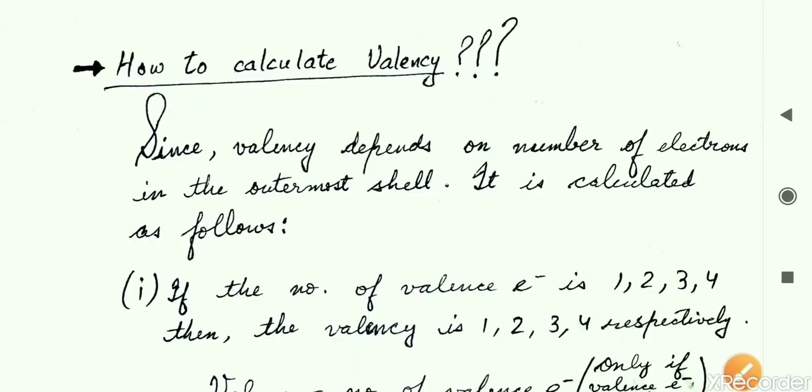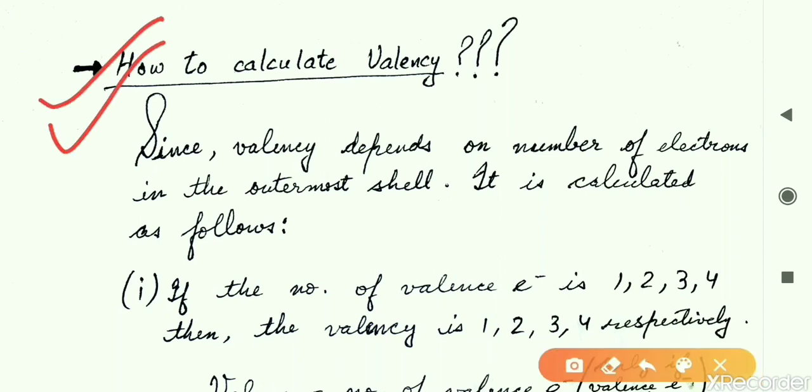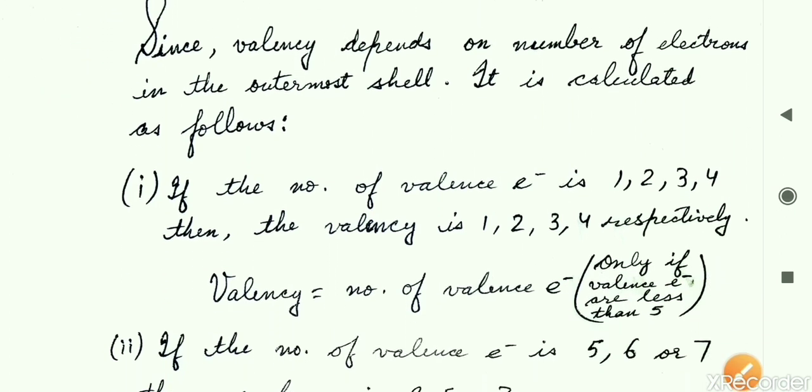After finding the concept behind the valency, we will now learn how to calculate valency based on the atomic number. This topic is pretty important as questions are repeatedly asked in the board exam. You will be given the atomic number and you have to write down the valency. So let us begin here.